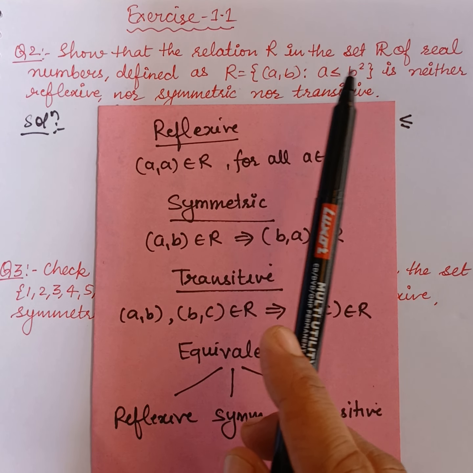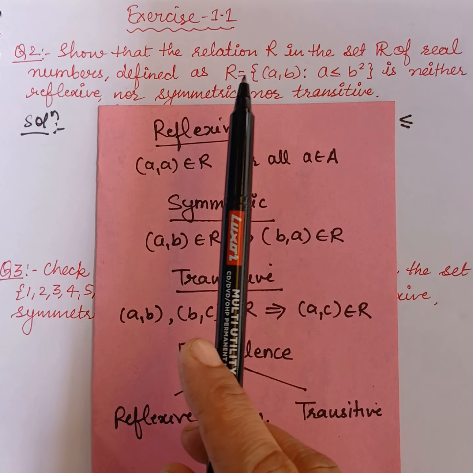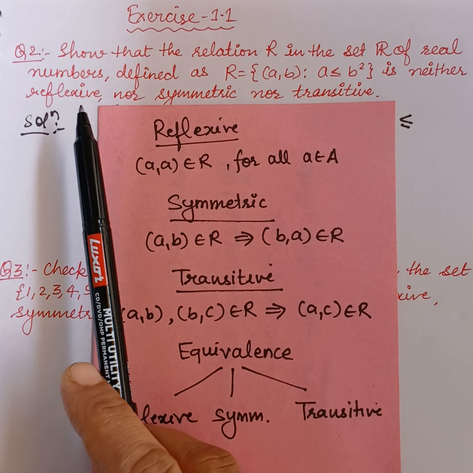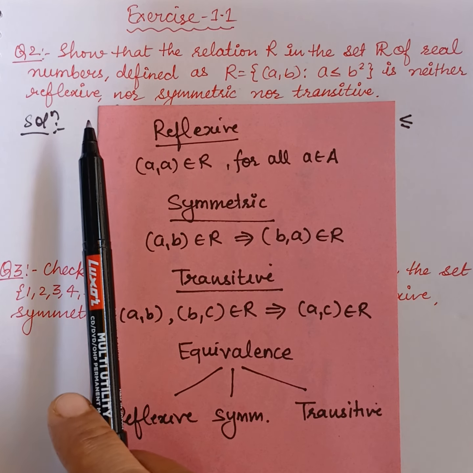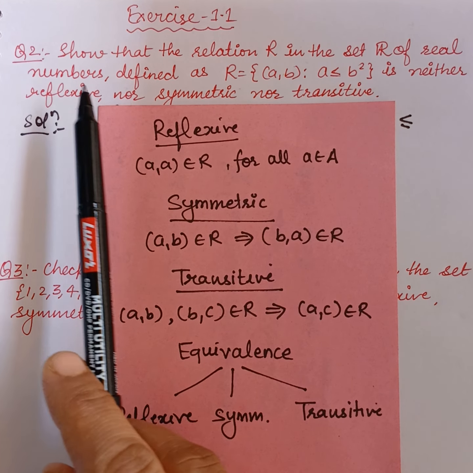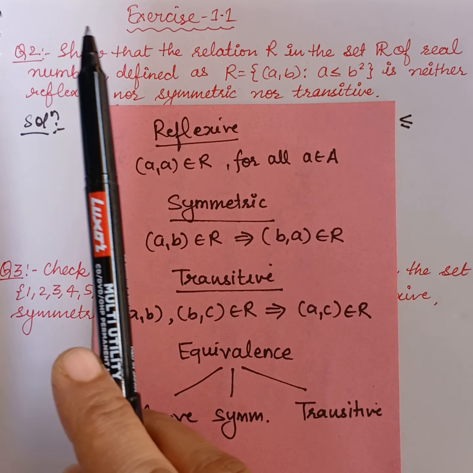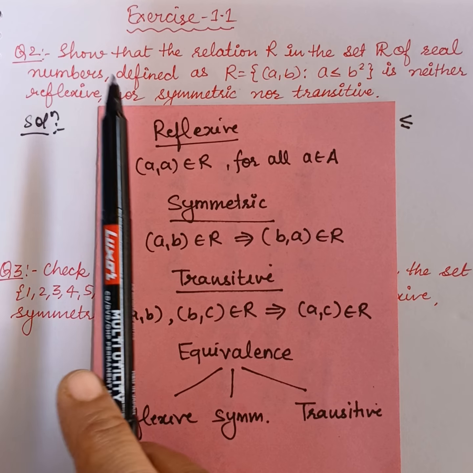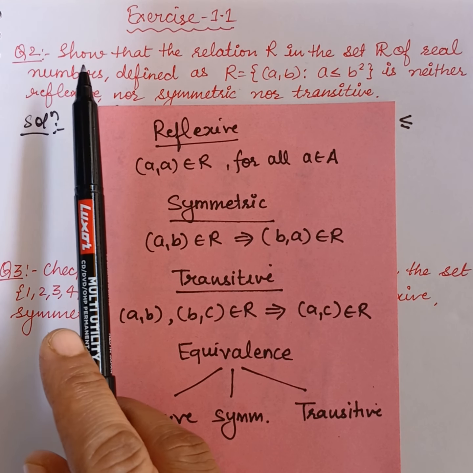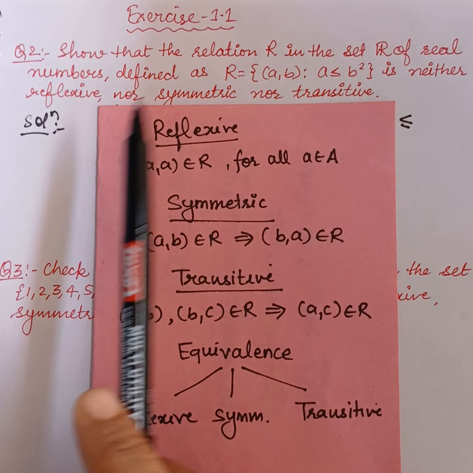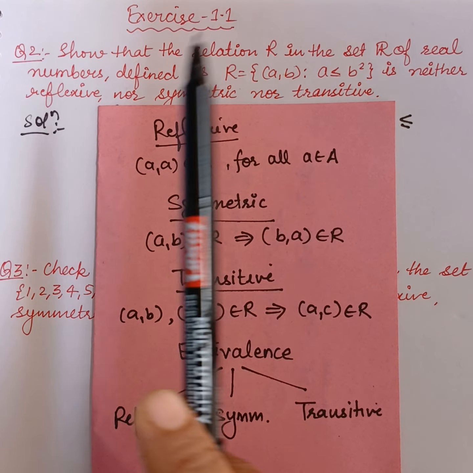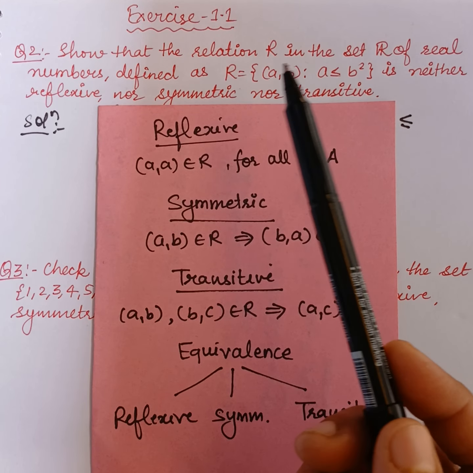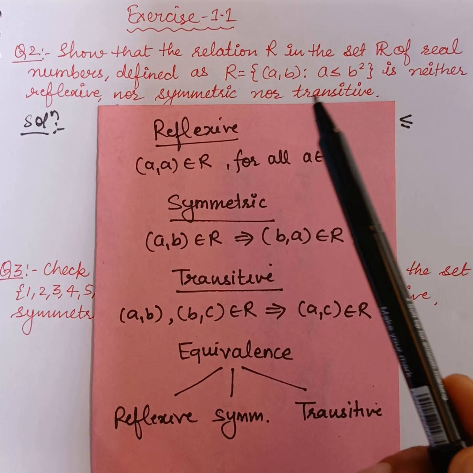Show that the relation R in the set of real numbers defined as R = {(a, b): a ≤ b²} is neither reflexive, nor symmetric, nor transitive. Since it is given that we have to show this, half of the process becomes easy for us. We already know what to show, so we have to find examples for which the relation is not reflexive, not symmetric and not transitive.